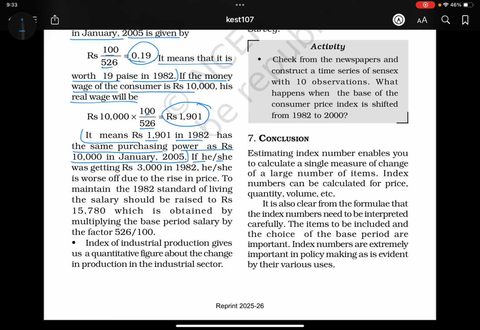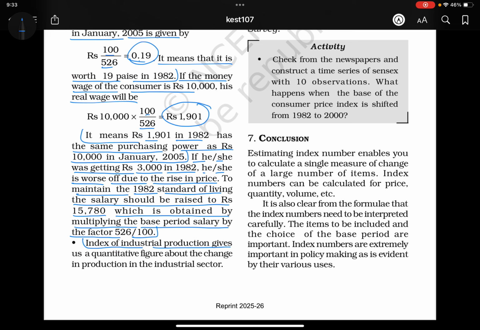If he or she was getting 3,000 in 1982, he or she is worse off due to the rise in prices. To maintain the 1982 standard of living, the salary should be raised to rupees 15,780, which is obtained by multiplying the base period salary by the factor 526 divided by 100.